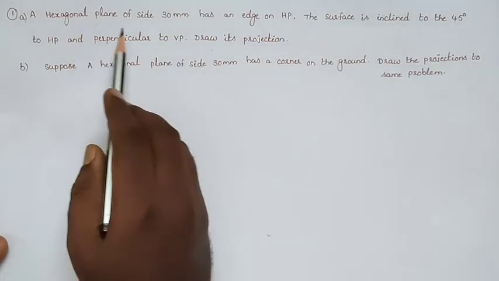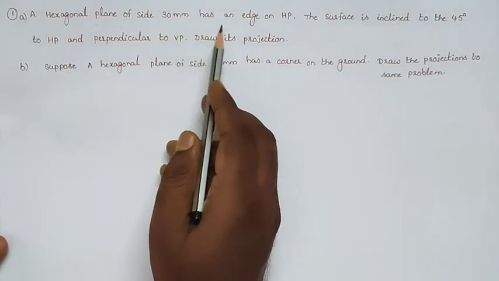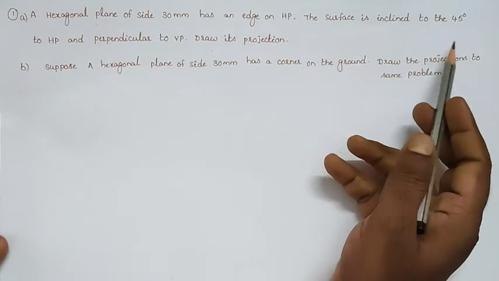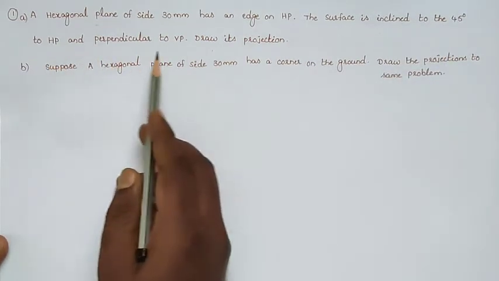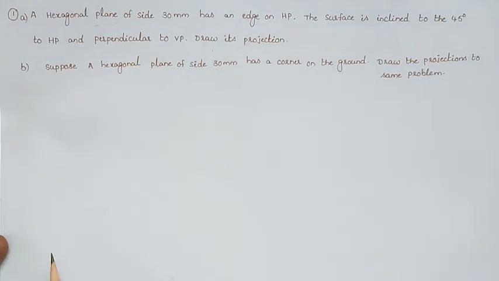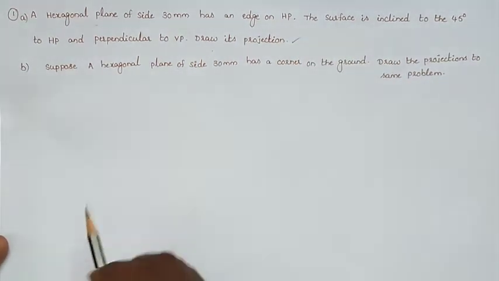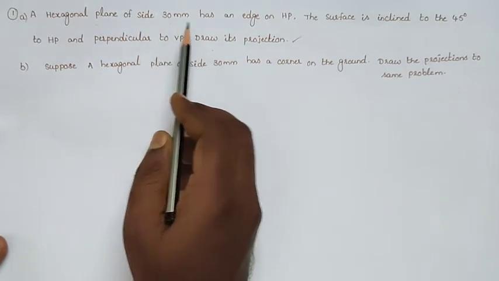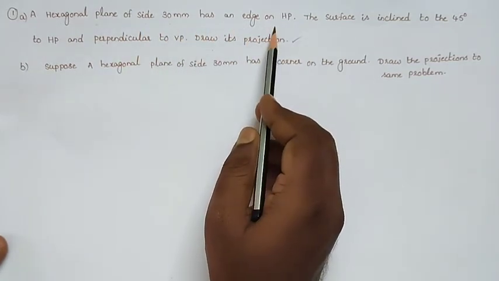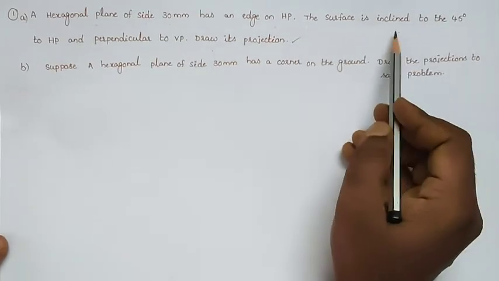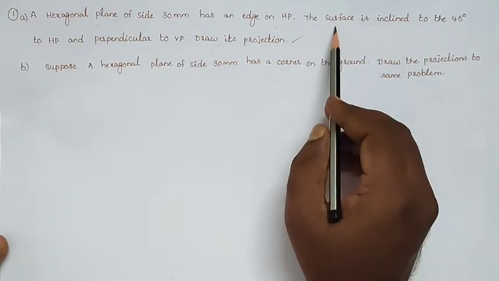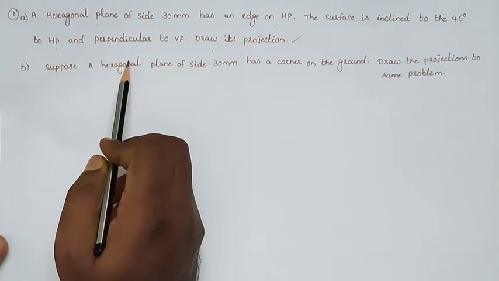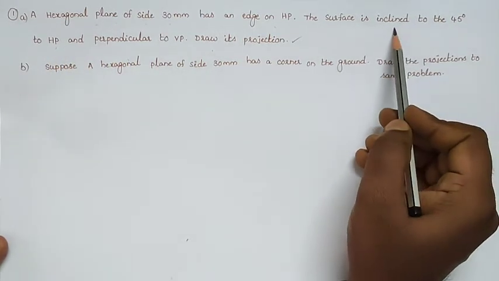A hexagonal plane of side 30 mm has an edge on HP. The surface is inclined 45 degrees to the HP and perpendicular to the VP. Draw its projections. So this is the first problem. A plane surface with side 30 mm has an edge on the HP. The surface inclination is also given: the plane surface is inclined 45 degrees to the HP and perpendicular to the VP. So they are giving the surface position also.